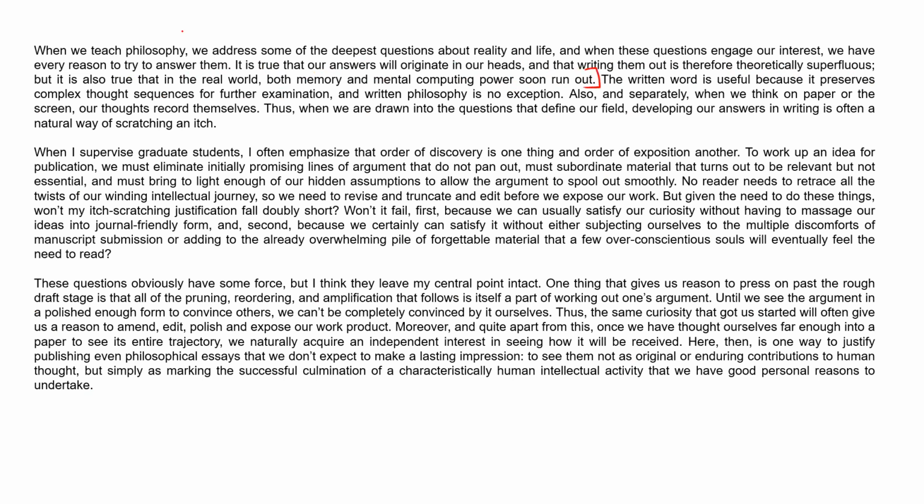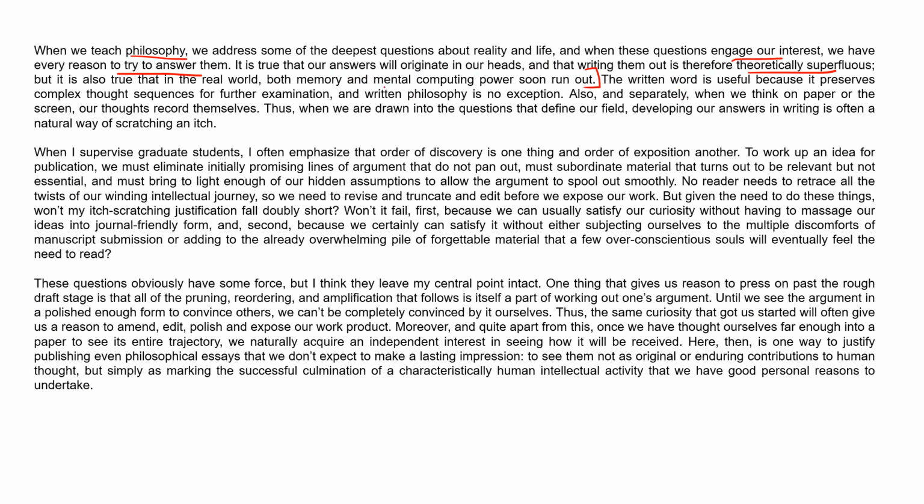So, this is saying that when we teach philosophy, we address the deepest questions about reality and life, and when these questions engage our interest, then we have every reason to try to answer them. So when we are thinking about these questions and our attention is gathered on them, we will try to answer them. It is true that answers will originate in our heads, and writing them is superfluous, meaning there is no need to write them.